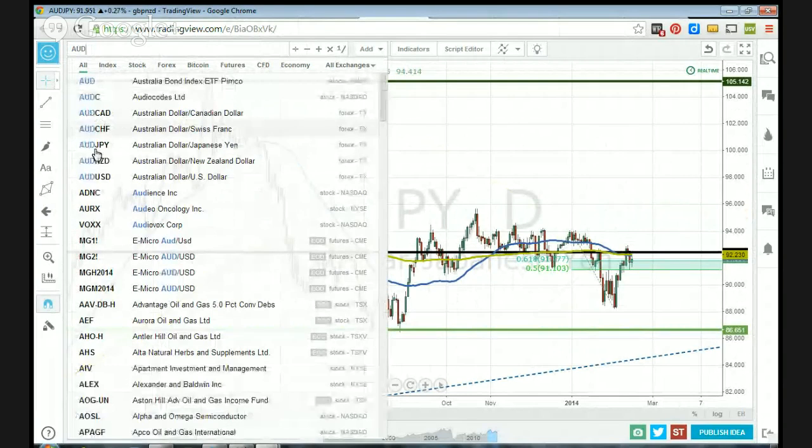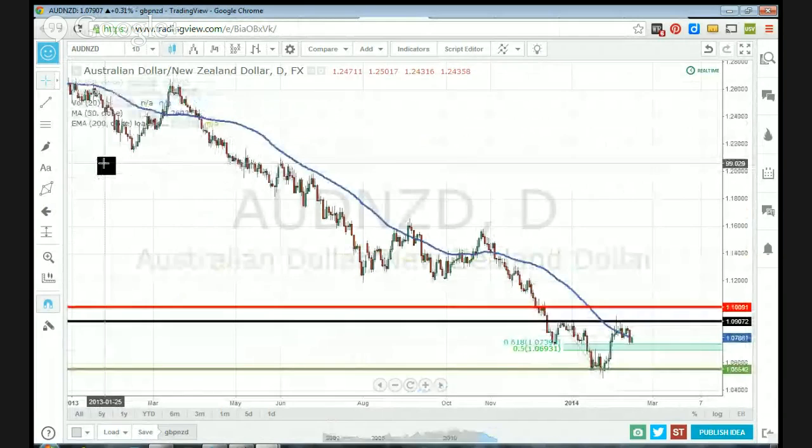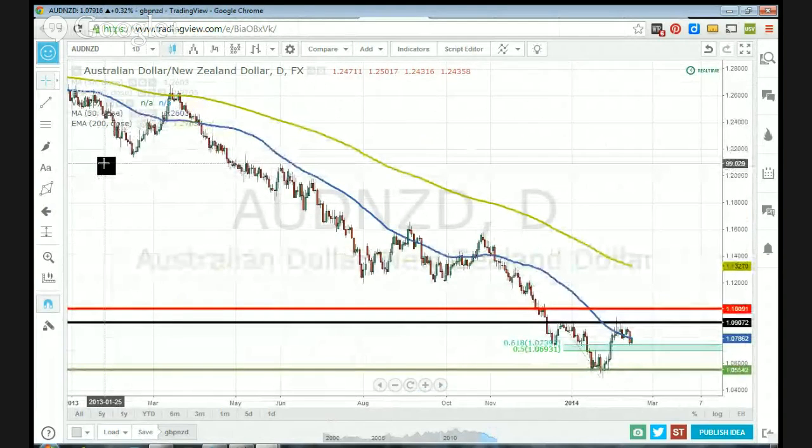That's Aussie yen. Aussie Kiwi, I have a short order on this. I'm basically short Aussie Canada, Aussie Swiss, Aussie Kiwi. Or I don't think I'm short Aussie Canada. Might as well be. I definitely think I'm about to put a trade on. Actually, go long that one though.